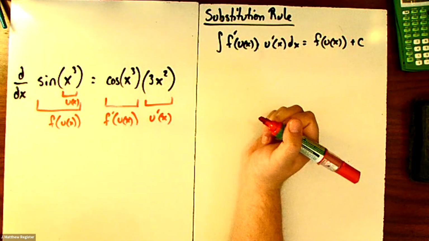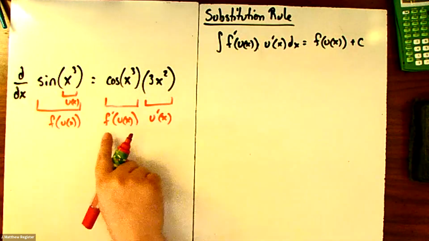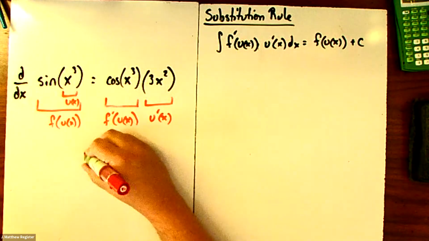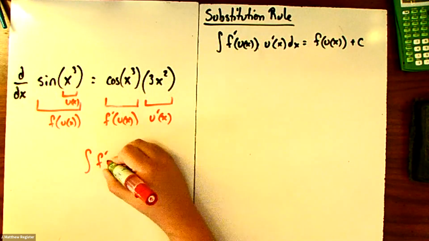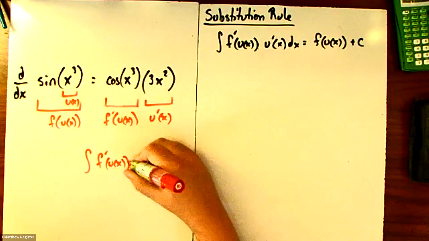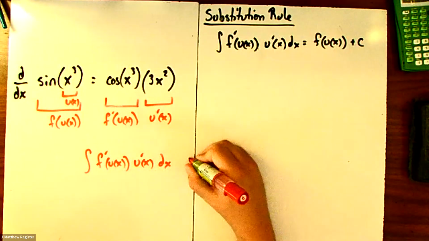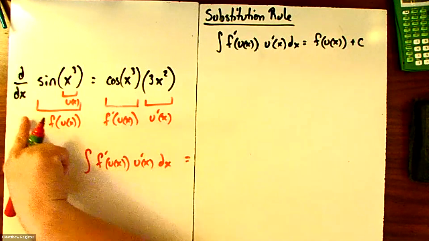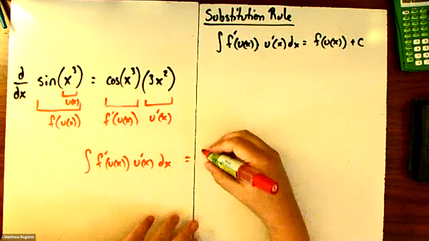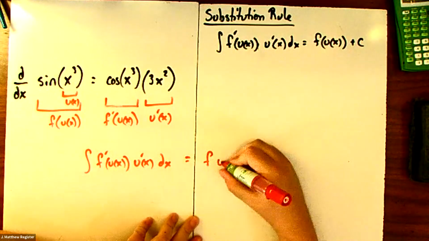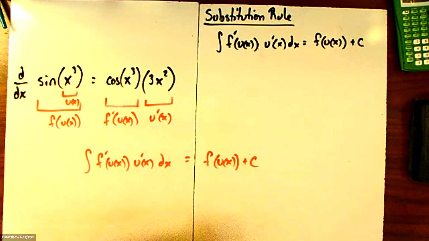Where the integrals come from is if we took the integral of both sides, well, this side would give us the integral of f prime of u of x times u prime of x dx. And this side, the integral of a derivative is just going to give you your starting function, f of u of x plus c.